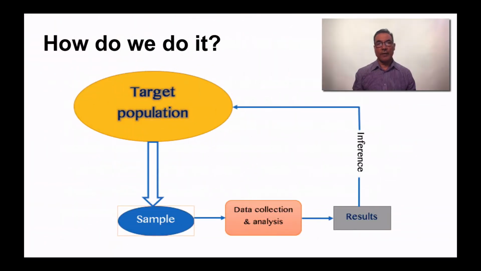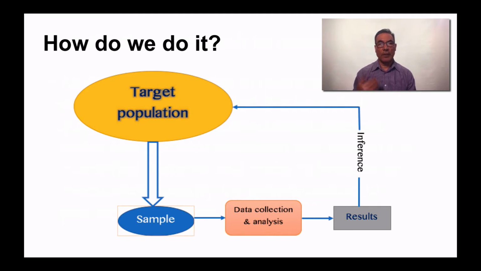How do we do that? Usually, in quantitative research, we need to identify and define a target population. A target population is a collection of potential members that could be people, could be objects or other elements that we would like to know about, and we would like to make general statements about them.